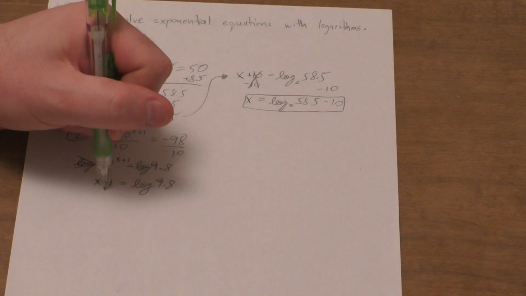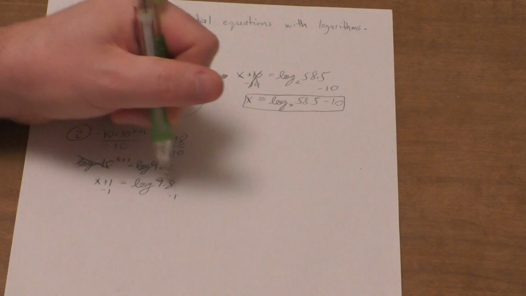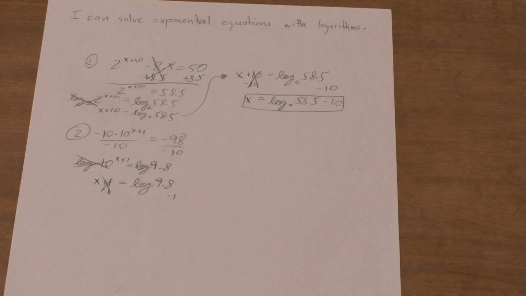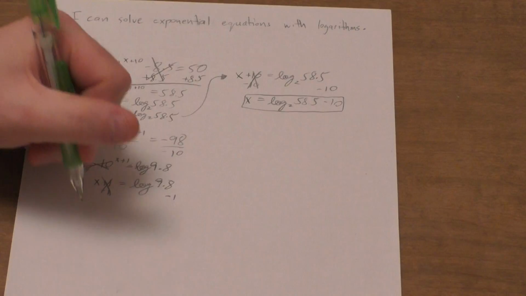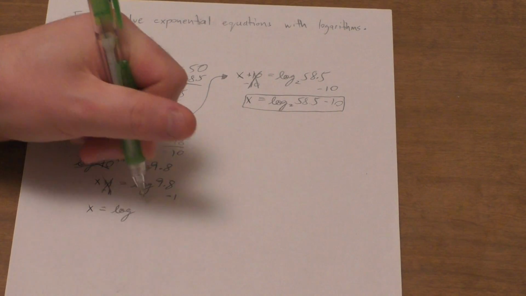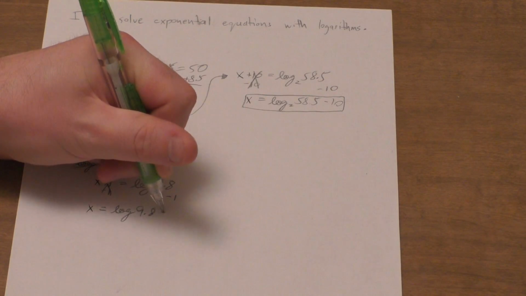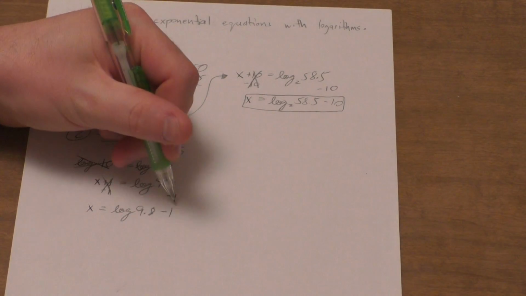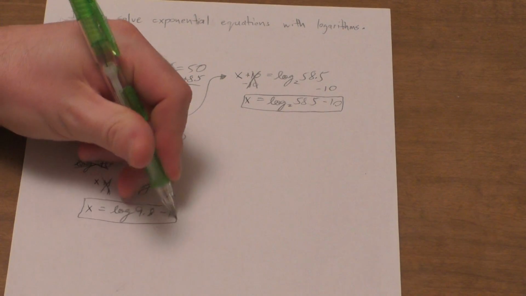I just have to solve for x, so I'm going to subtract 1 on both sides. Again, log of 9.8 is not a like term with negative 1, so I just leave it like this, where they're not combined. And that is our answer.